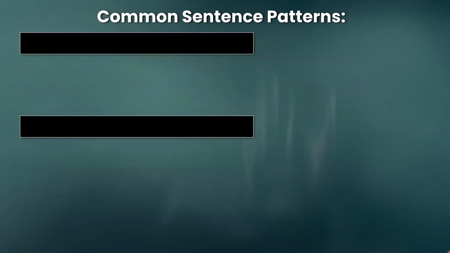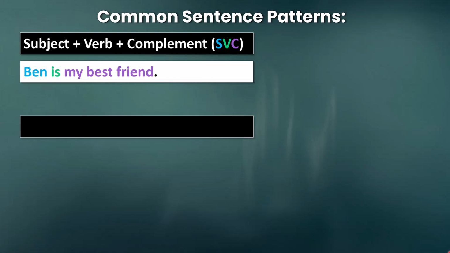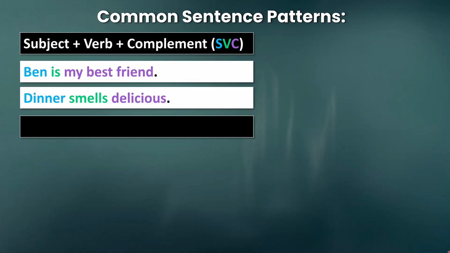Let's look at another two common sentence patterns. Subject plus verb plus complement. Ben is my best friend. Dinner smells delicious. In this pattern, we have the subject followed by a linking verb plus the complement. And complements describe the subject and usually come after a linking verb, like is, smells, feels, seems, etc.